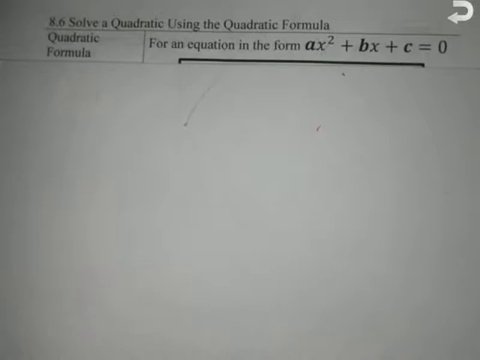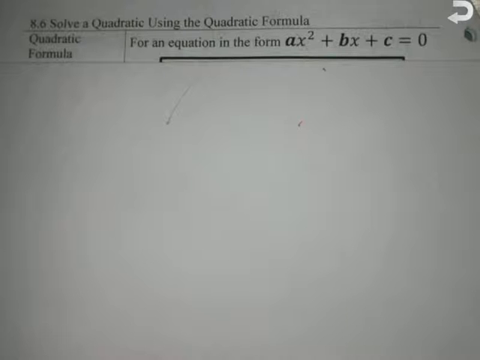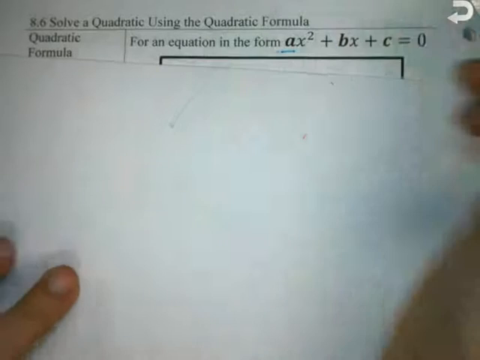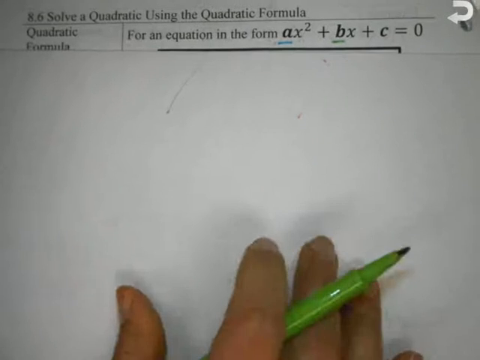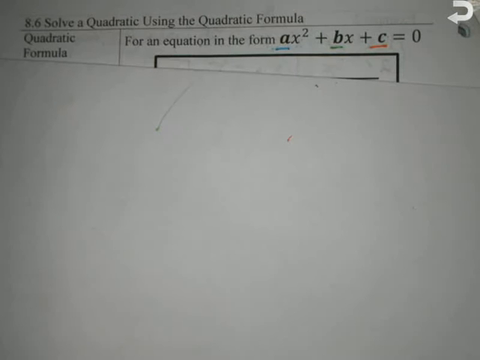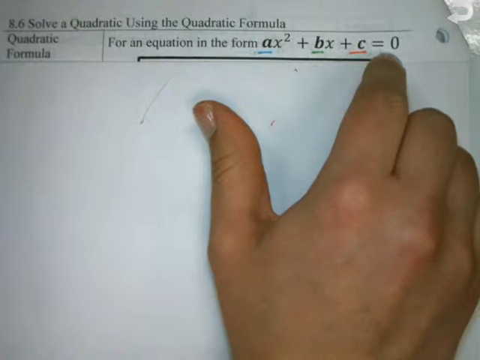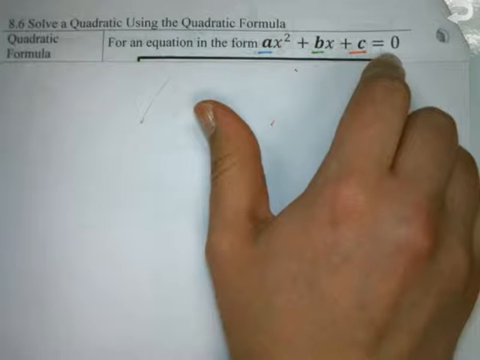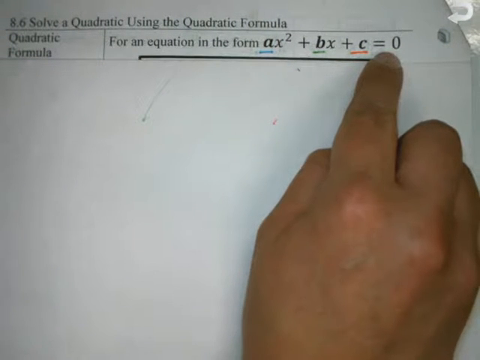There is one condition for the quadratic formula, and I want you to underline it right now. For an equation in the form ax squared, which means there's a number in front of x squared, plus bx, which means there's a number in front of x, plus c, so just a constant by itself, no x, equal to 0. Remember how when we factored, we always wanted it equal to 0? For the quadratic formula, we also have to have everything equal to 0 or it will not work. Okay, so we need the equation equal to 0.